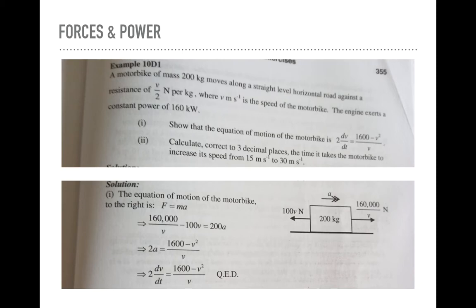Okay, part 2. Calculate, correct to 3 decimal places, the time it takes for the motorbike to increase its speed from 15 to 30.